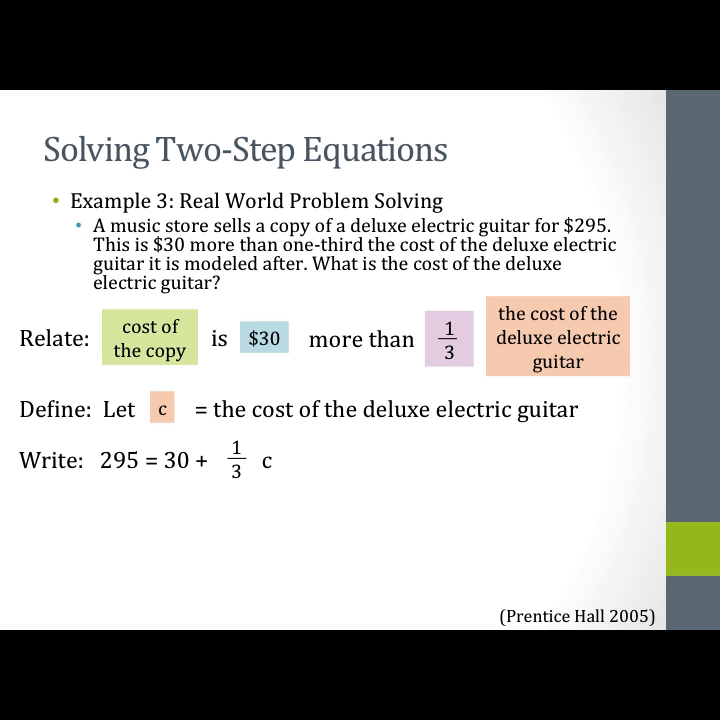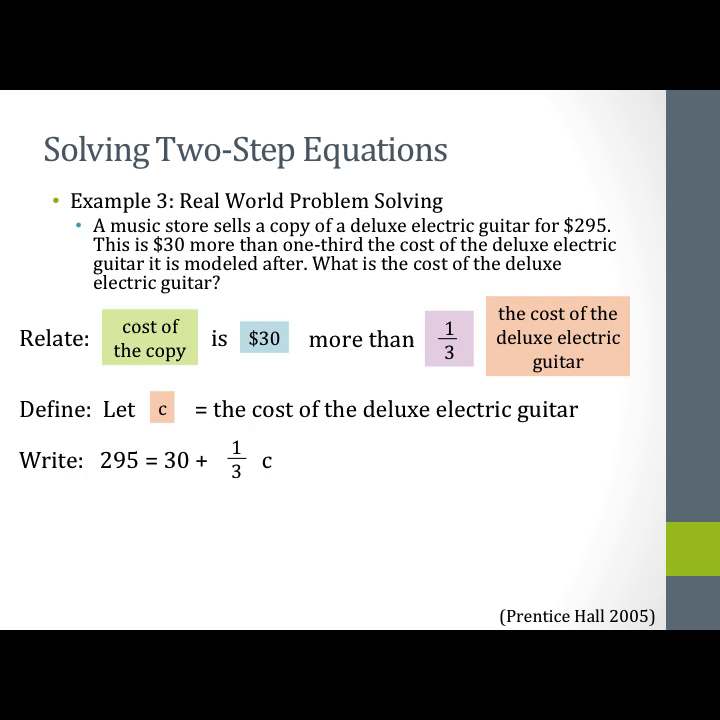But now we can also plug in the values we already know to write an equation. We know that the cost of the copy from the problem is $295. "Is" is just another word for equals. $30 is 30 in the expression here. "More than" is an expression for addition, so we're going to add 1/3 the cost of the deluxe electric guitar, which we know equals C. So we have our equation here: 295 equals 30 plus 1/3 times C.